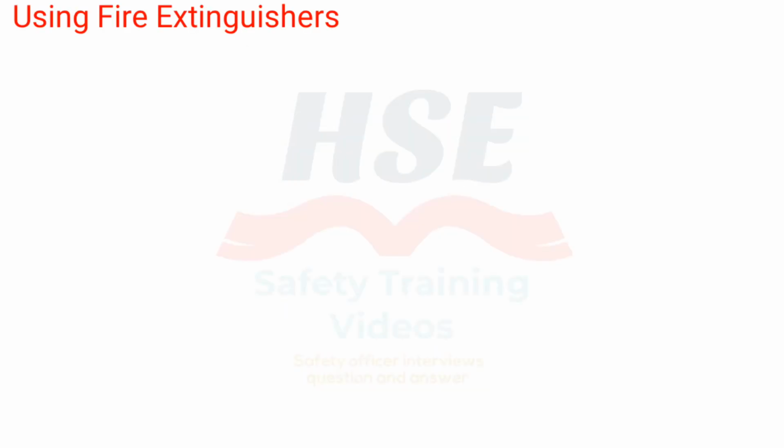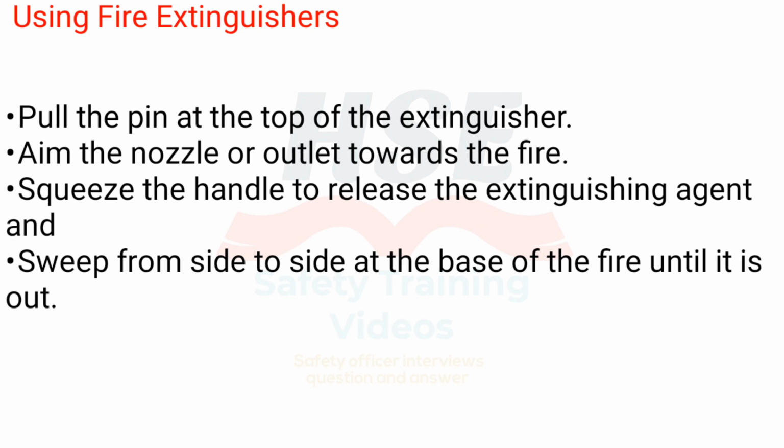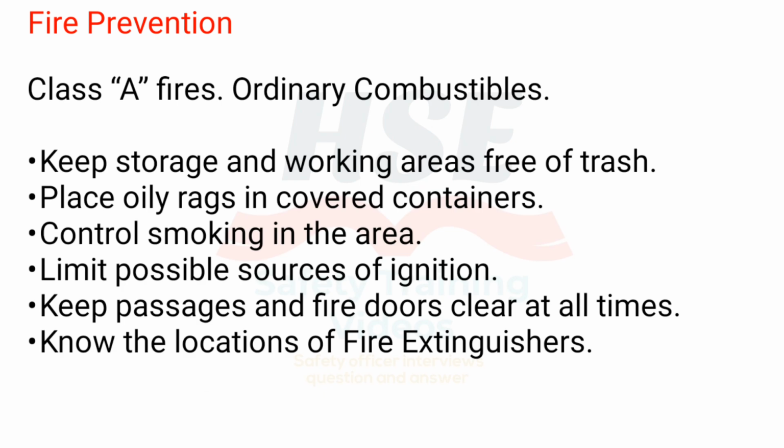Using fire extinguishers. Stand 3 meters ahead, upwind, of the fire and remember the word PASS. Pull the pin at the top of the extinguisher. Aim the nozzle or outlet towards the fire. Squeeze the handle to release the extinguishing agent and sweep from side to side at the base of the fire until it is out.